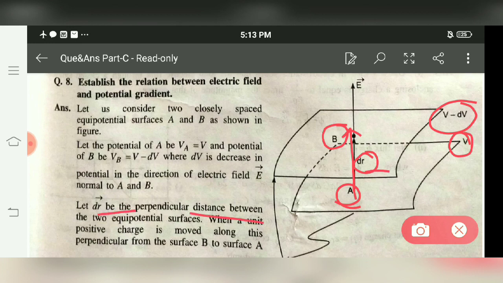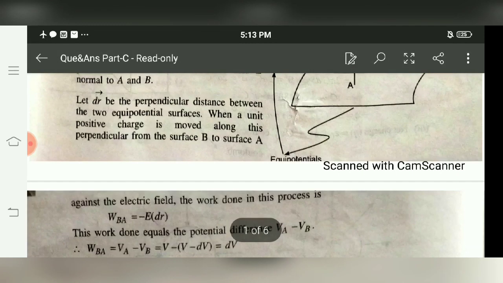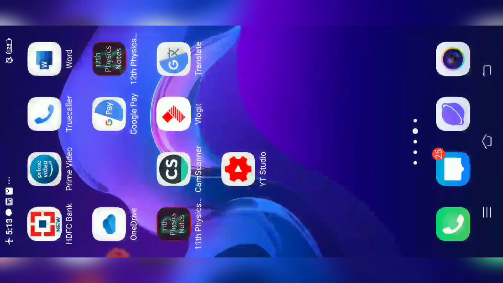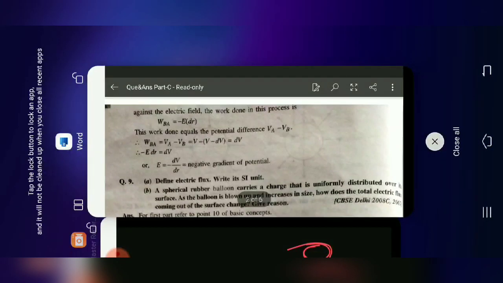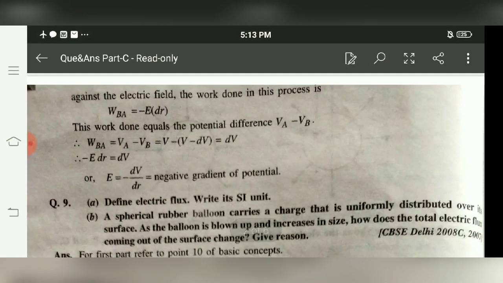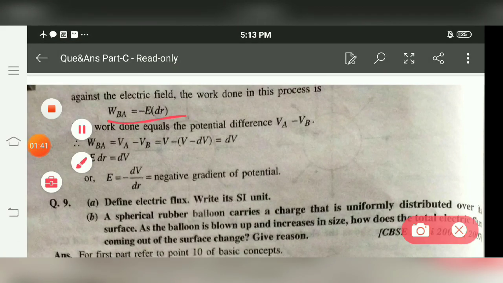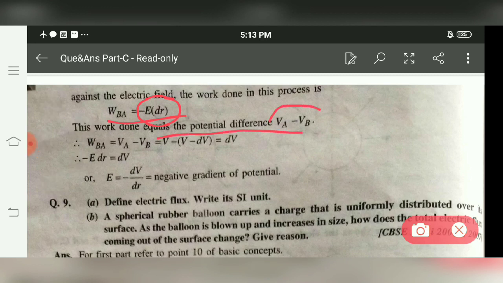dr is the perpendicular distance between the two equipotential surfaces. So if you want to move a unit positive test charge from surface B to A, we have to do work against the external electric field. So work done is equal to minus E dot dr, where the potential difference between them is VA minus VB, where VA is V and VB is V minus dV.